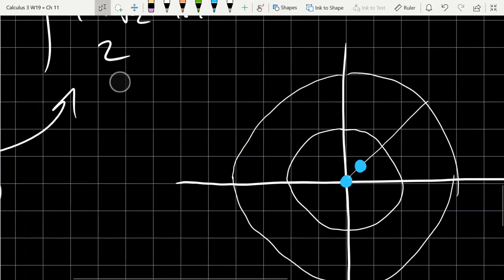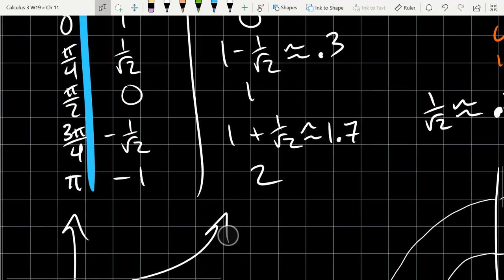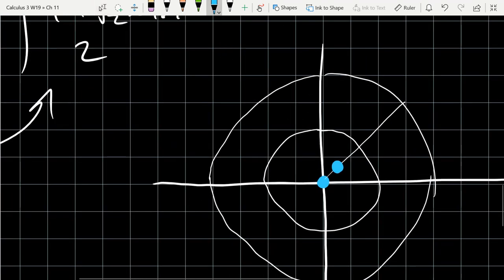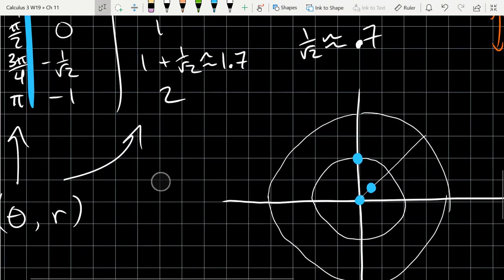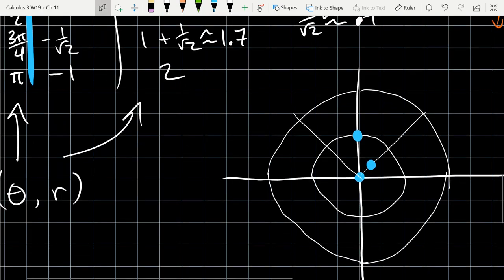Our next point was pi over 2, 1. So that's easy. It's straight up, but going up 1. Next, we're going 3 pi over 4, and we have 1.7. So here's the 3 pi over 4 direction, and we're going 1.7, right about there. And last up, we'll go 2 in the pi direction. Okay, any questions about these 5 points on the graph?